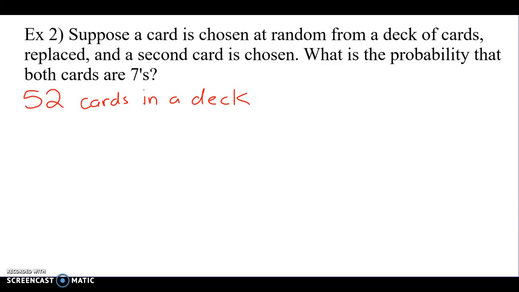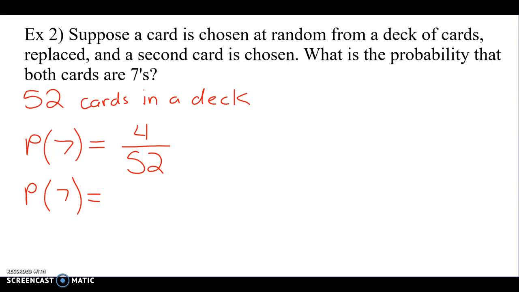So first of all, let's start with the probability that it's a 7. So this is what we did last class. How many 7s are in the deck? 4 out of 52. 52 total cards in a deck. So if I just ask you what's the probability that I randomly select a card from a deck, it would be 4 out of 52. Okay? And then another card is chosen, and it says that the first one's replaced. So you're putting it back into the deck. Okay? So what's the probability that I get another 7?